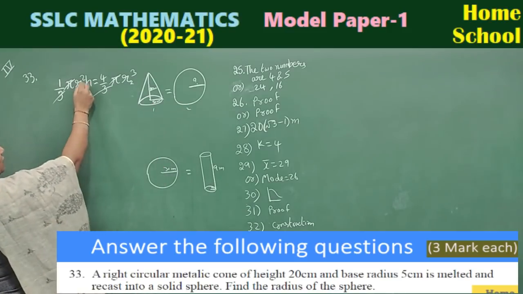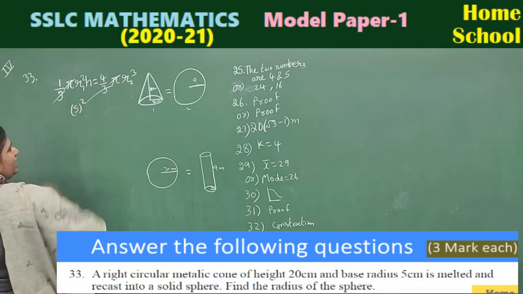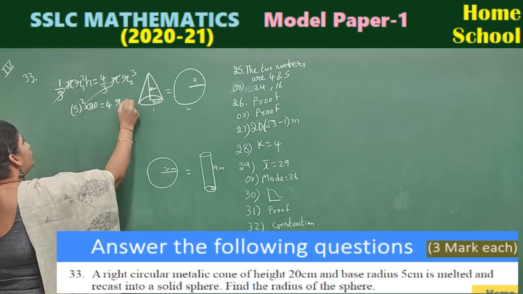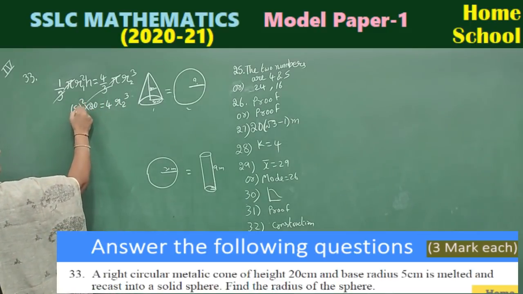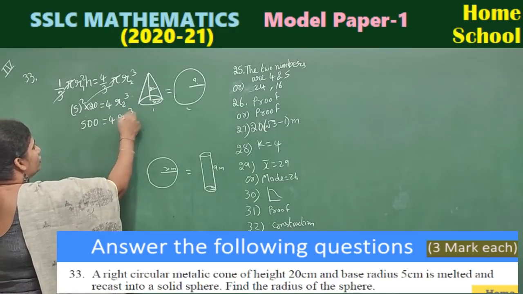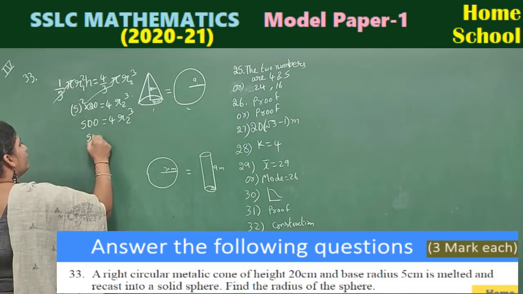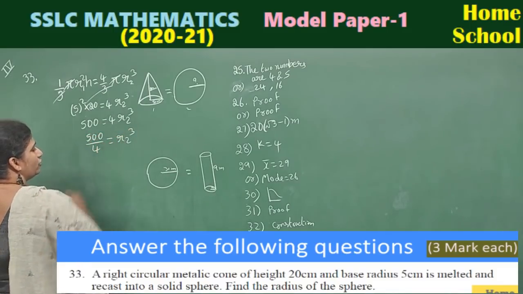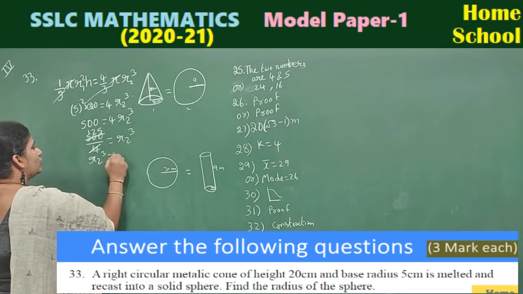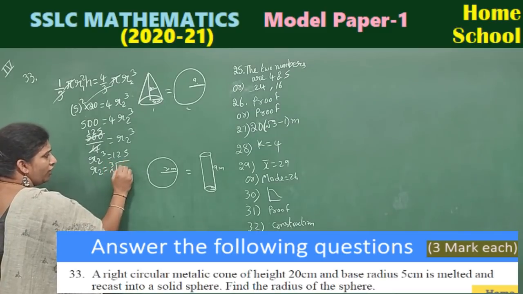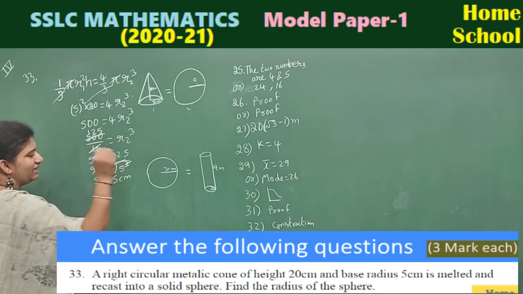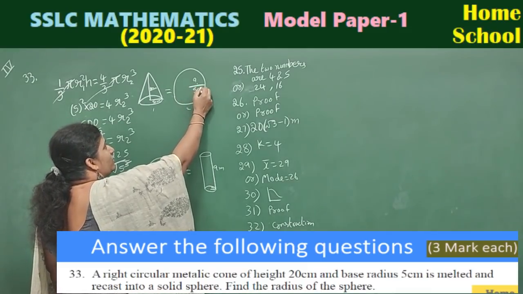r1 square, we know this radius, 5 5s are 25 into height 20 centimeters, 20 is equal to 4 r2 cube. Okay. Now 5 5s are 25, 25 into 20, 500 is equal to 4 r2 cube. Divide this with 4. 500 by 4 is equal to r2 cube. That means r2 cube is equal to 125. r2 is equal to cube root of 125 can be written as 5 cube. Cube and cube root will be cancelled. r2 is equal to 5 centimeters. Therefore, radius of the sphere is equal to 5 centimeters.